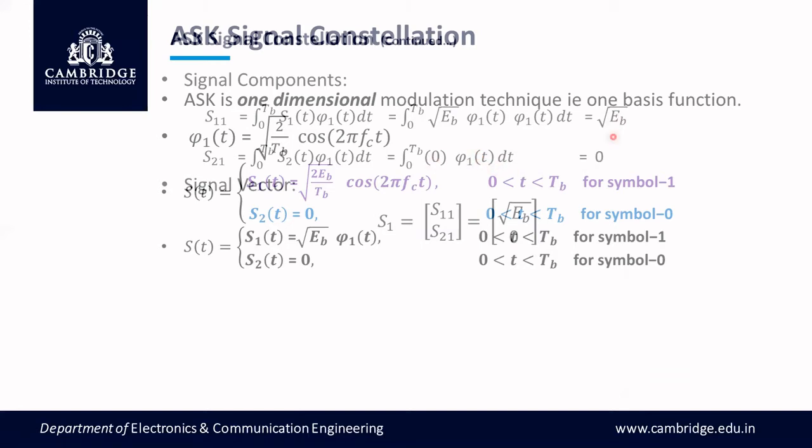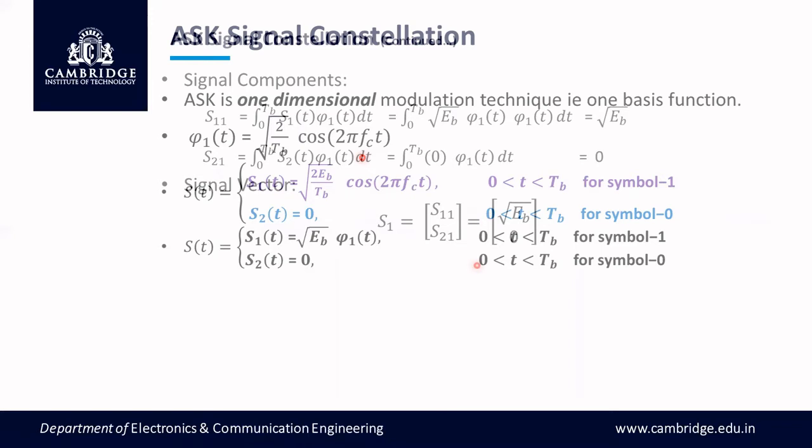So only one basis function, as I already told. But these signal amplitude components are representing two different symbols. These are put in a vector form, as I said in the earlier slide. This is sinusoidal, so it has two parts, S1 and S2, which are representing the sinusoidal.